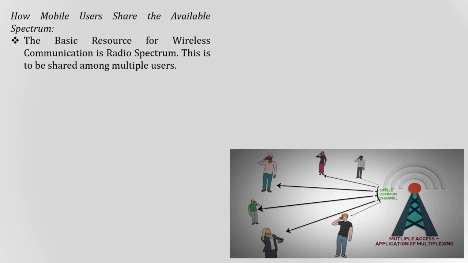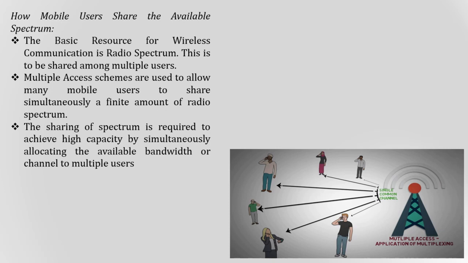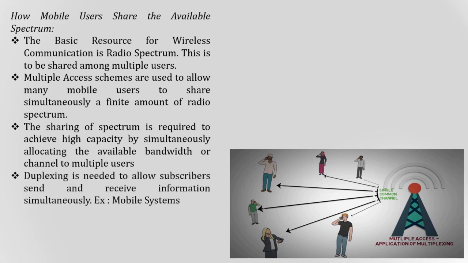The basic resource for wireless communication is the radio spectrum, which has to be effectively utilized and should not be wasted. In order to achieve this, multiple access techniques come into the picture. Many multiple access schemes are available, which allow many mobile users to share simultaneously a finite amount of radio spectrum. The sharing of spectrum is required to achieve high capacity by simultaneously allocating the available bandwidth or channel to multiple users. By using a multiple access technique, I can increase the capacity of the system.